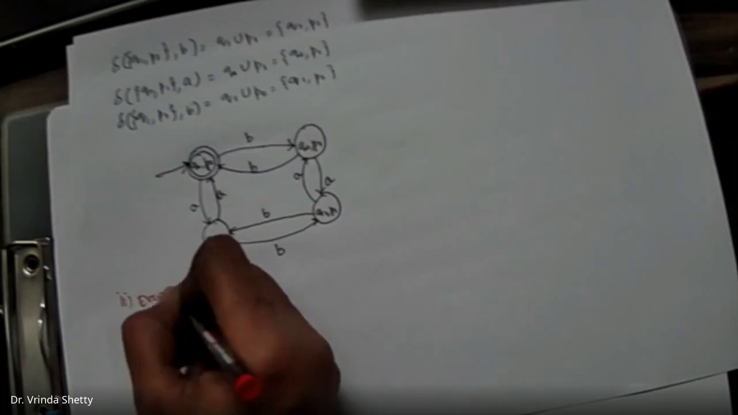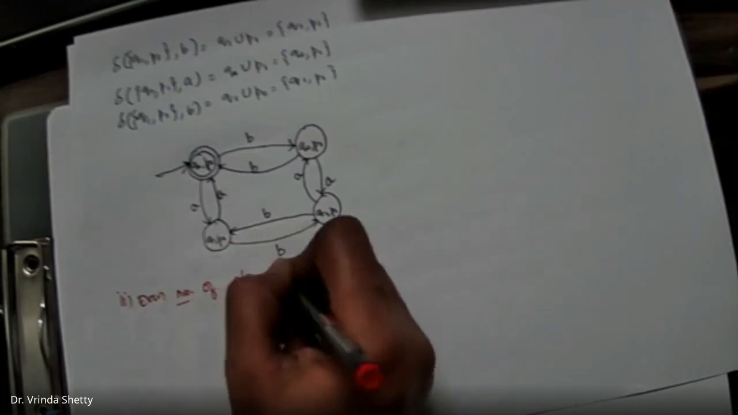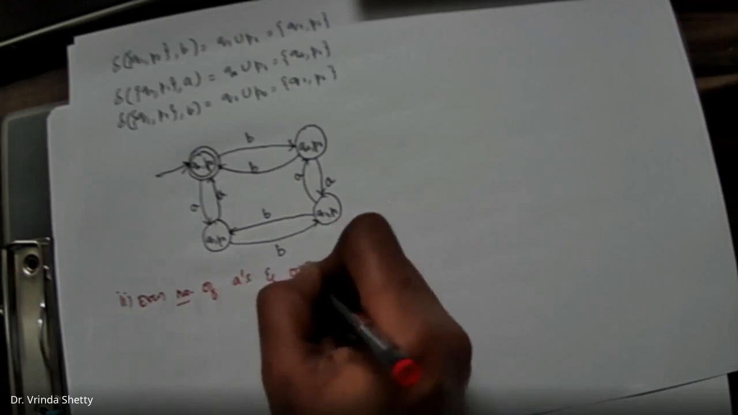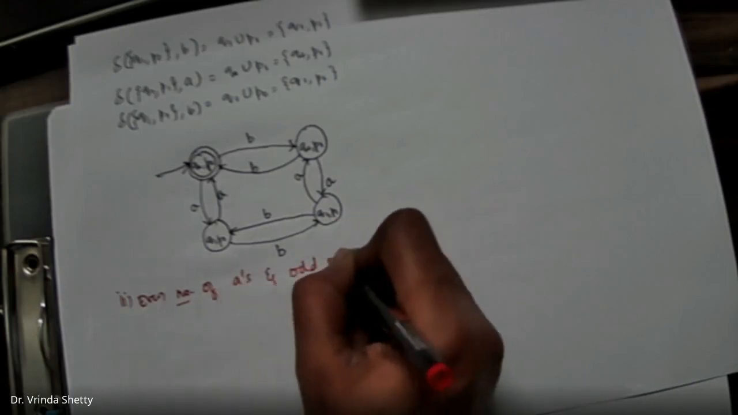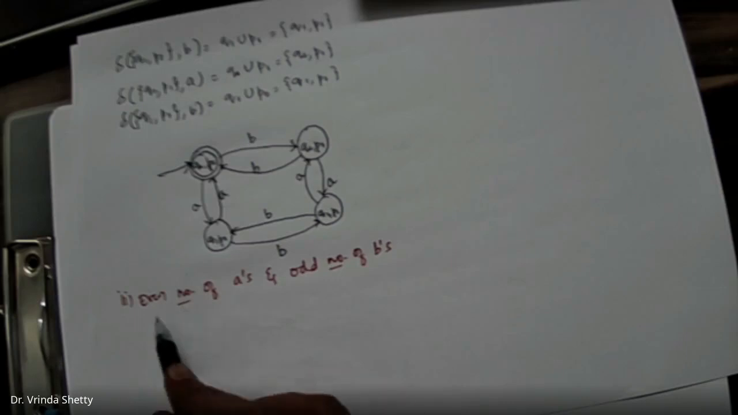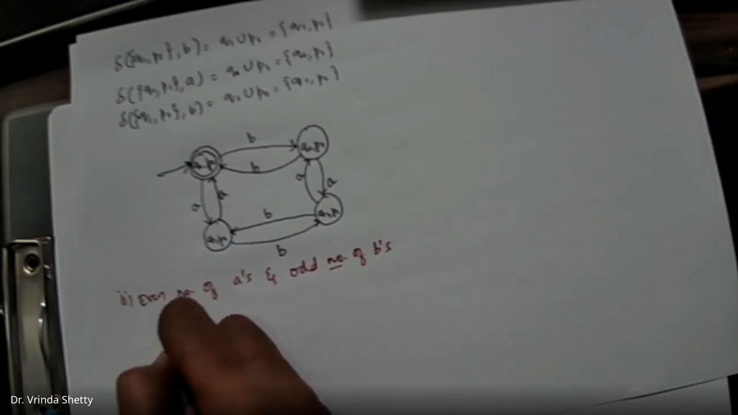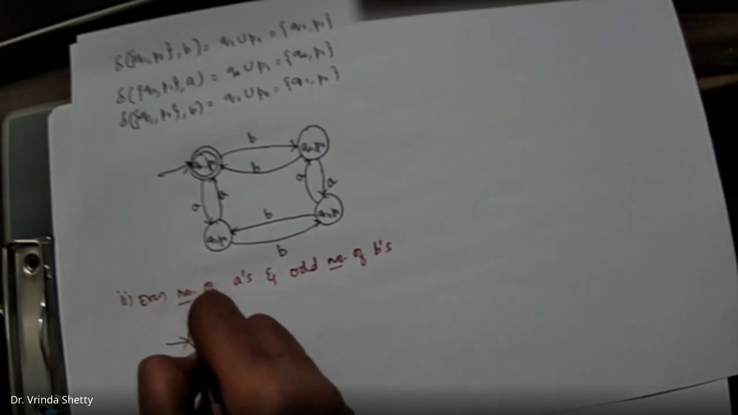Even number of A's and odd number of B's. See here, it is similar to our previous problem only. The only thing is, when we say even number of A's and odd number of B's, for the even number of A's the machine will be in the same fashion.